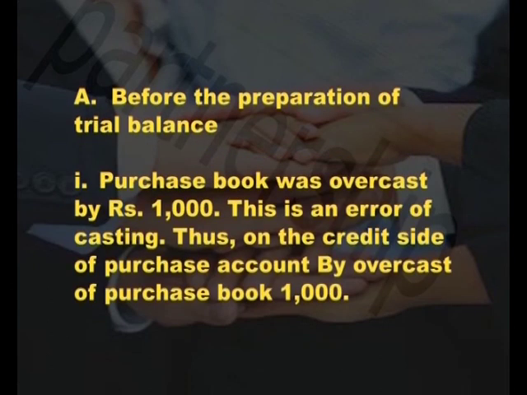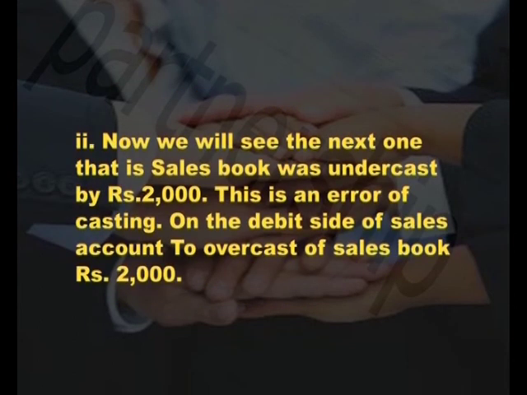Now the solution. A. Before the preparation of trial balance. The first one, purchase book was overcast by rupees 1,000. Now this is an error of casting. Thus, on the credit side of purchase account, by overcast of purchase book, rupees 1,000. Now we will see the next one, that is, sales book was undercast by rupees 2,000. This is an error of casting. On the debit side of sales account, by undercast of sales book, rupees 2,000.